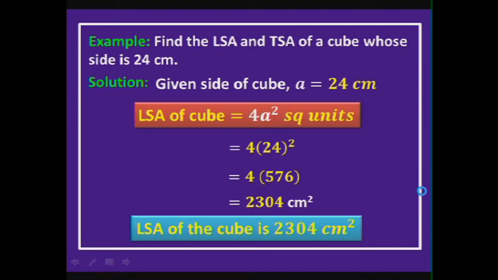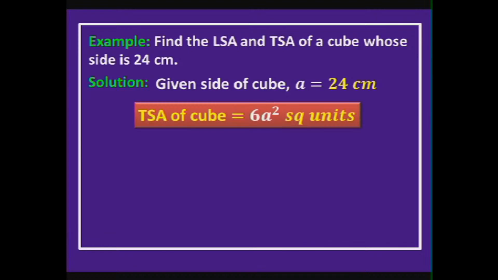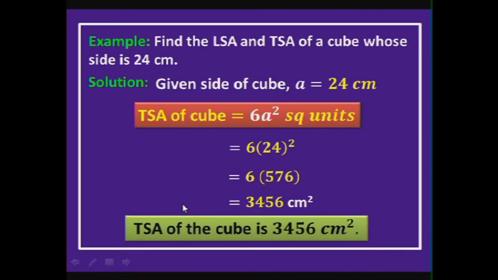Now, let us find the total surface area of the cube, children. So, the formula is 6a square square units. Again, we will substitute the value of a. So, we get 6 into 24 square. Just now we have seen that 24 square is 576. So, I get 6 into 576. Now, multiply these two. On multiplying this, what do you get? Yes, we get 3456. That means, I can say the total surface area of the cube is 3456 centimeters square. I hope you understood solving the problem, children.